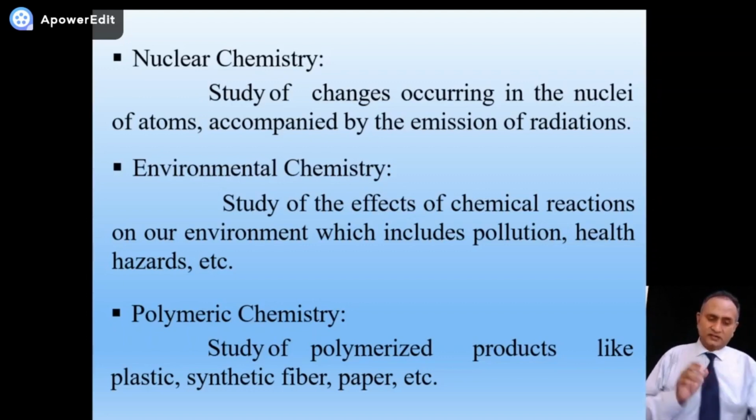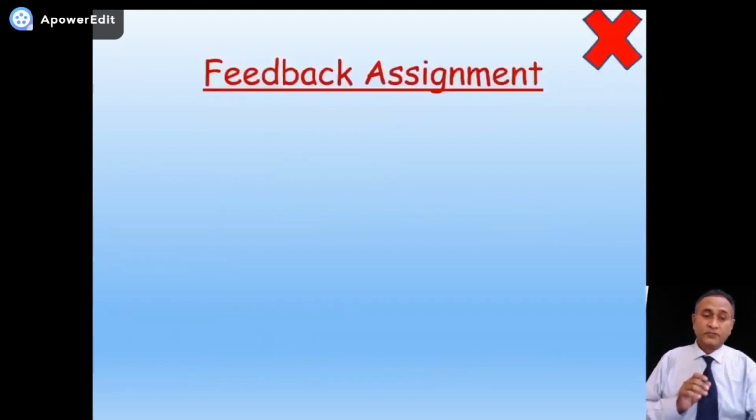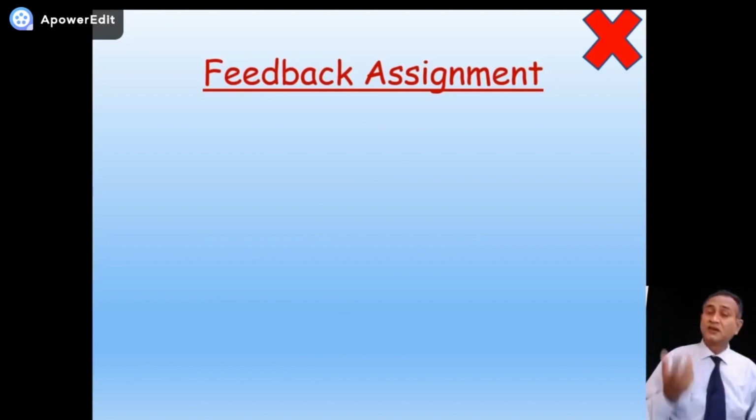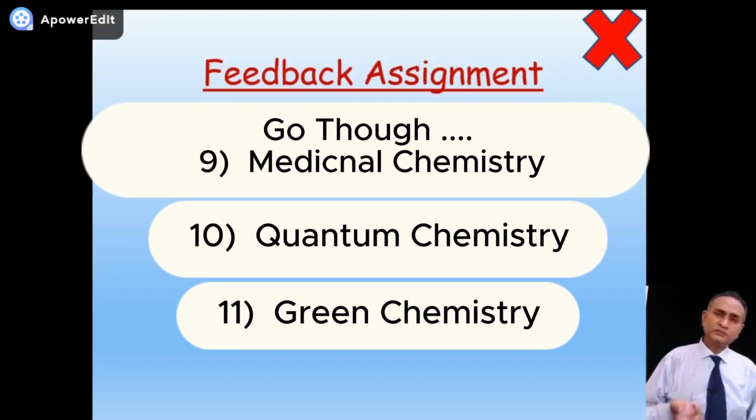So this is all about today. Feedback assignment. Go through the book, 1.3. I told you, if you need the PDF file, if you don't have your book, you can take its PDF file from the group. What is the assignment? Read branches of chemistry from your book.